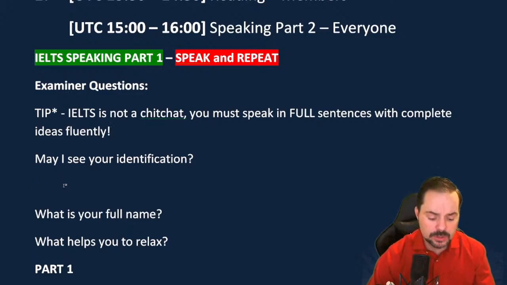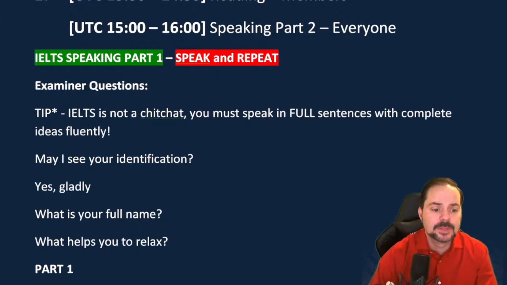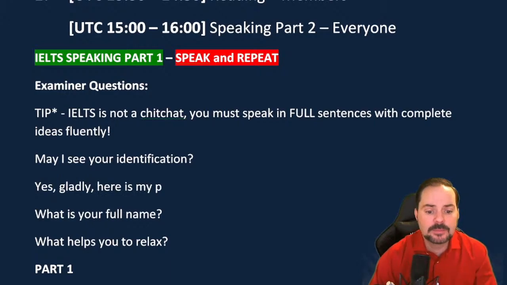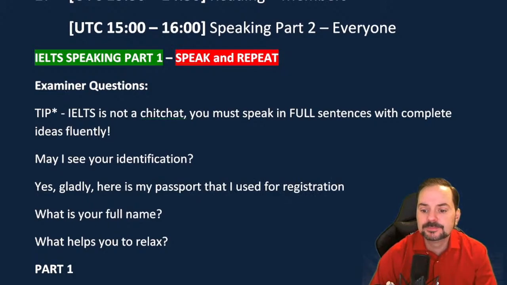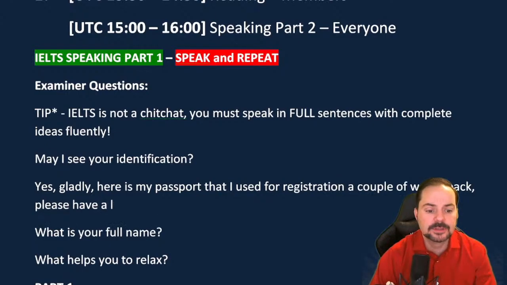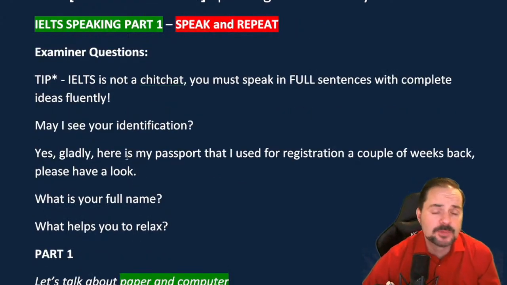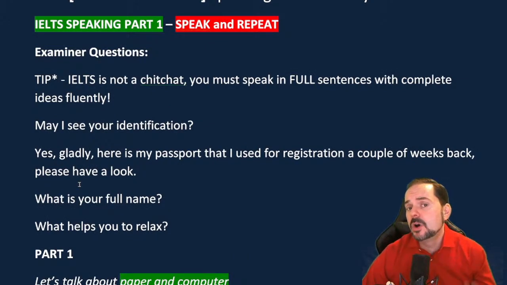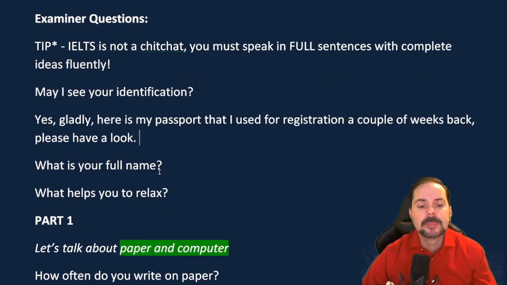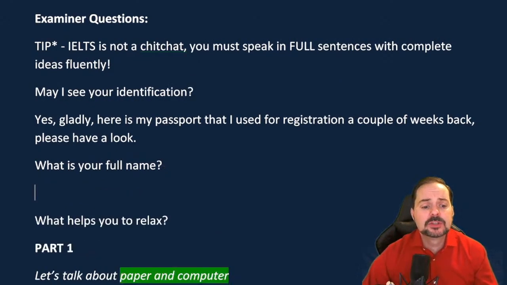Okay, so good, good. Here we go. Repeat after me. May I see your identification? Yes, gladly. Here is my passport that I used for registration a couple of weeks back. Please have a look. Okay, yeah, so just something nice and fluent and natural. When you're at home practicing this, practice some different ways to respond so that you can really come across confident and natural, right? And then the next question they will ask you is, what is your full name?